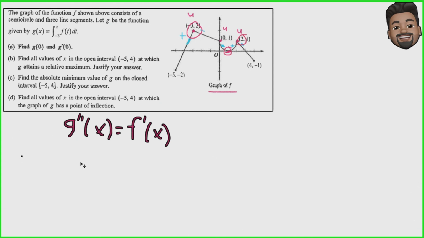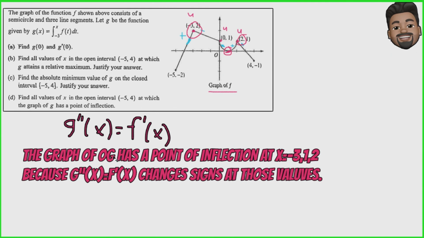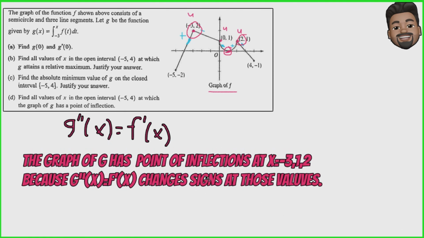So I'm going to go ahead and write here. The graph of G has points of inflection, my apologies, I wrote this so bad, at x equals -3, 1, and 2, because G double prime equals f prime of x changes signs at those values. Obviously, the AP exam would have marked you down for grammar mistakes.